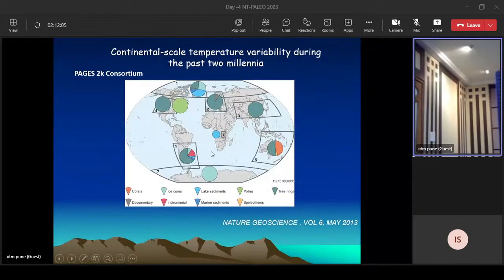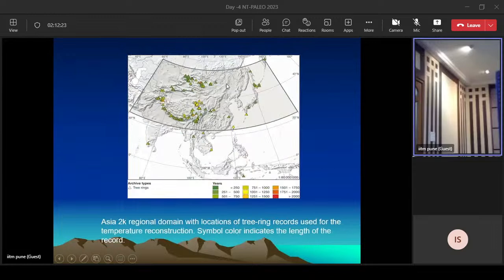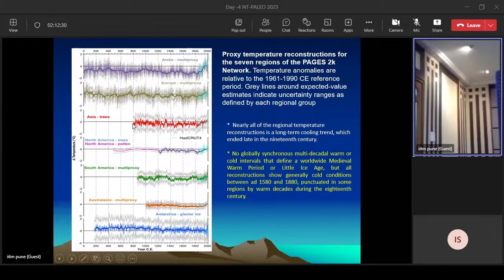major activity of PAGES. They have used multi-proxies from the globe, and continent-wise they have reconstructed temperature for 2000 years back. And over the Asian region, it is totally based on trees. IITM data is also involved in this analysis. And this is the Asia temperature reconstruction for 2000 years based on trees.